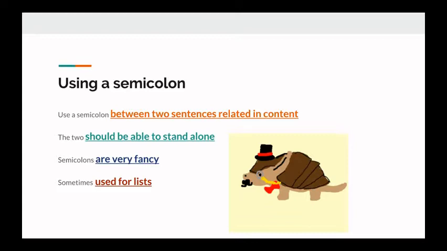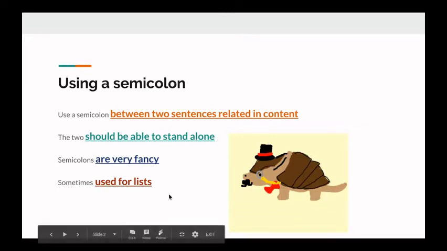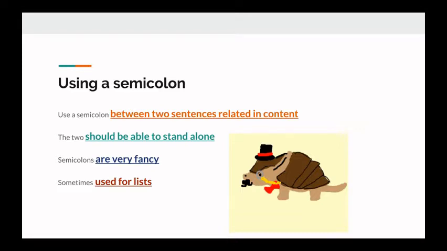Let's talk about how to use the semicolon as well as some cool information about semicolons. So, use a semicolon between two sentences related in content. That is one of the biggest keys of using a semicolon. The two sentences should be able to stand alone. So that means if you were to put a period instead of a semicolon, the sentences would still make sense.